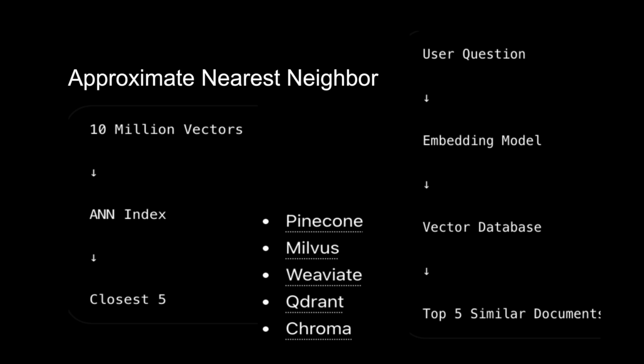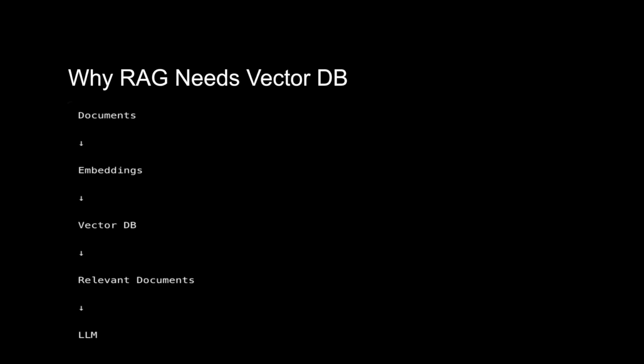Today there are many vector databases, Pinecone, Milvus, Weaviate, etc. Some are fully managed, others are open source. They all solve the same problem, fast similarity search. This is why every RAG system needs a vector database. The LLM itself doesn't search millions of documents. The vector database performs the search. The LLM only generates the final answer.